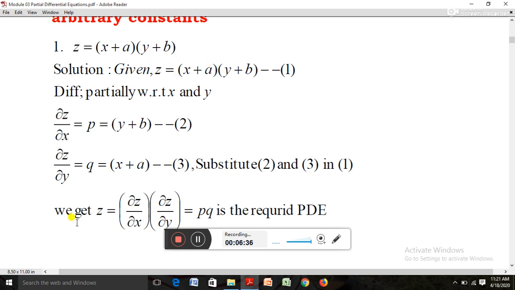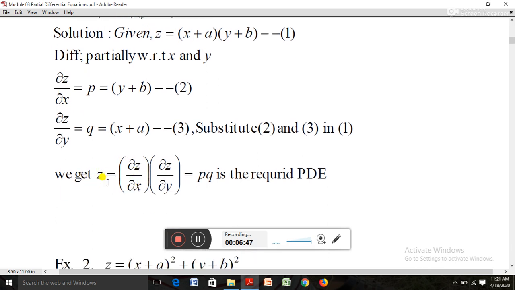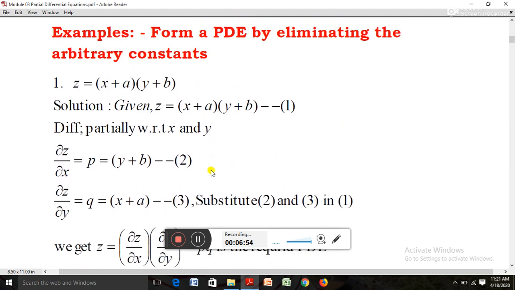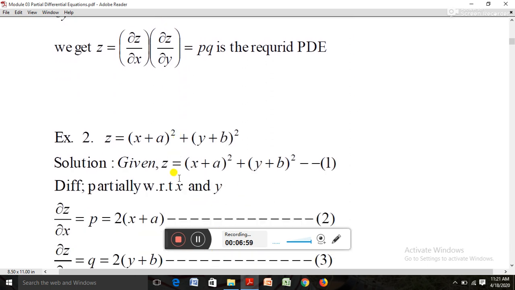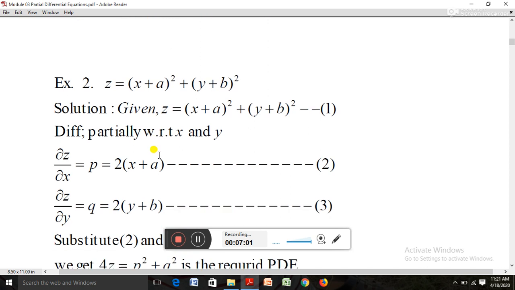That is, equation 1 is z equal to x plus a times y plus b. Here x plus a is dou z upon dou y, and y plus b is dou z upon dou x, so we can write z is equal to p into q, which is the required PDE. So this is the first example, a simple one. Similarly we can take a second example: z is equal to x plus a the whole square plus y plus b the whole square.